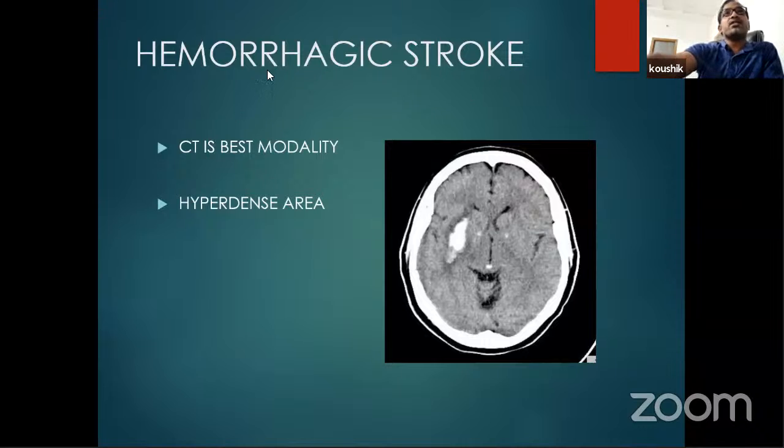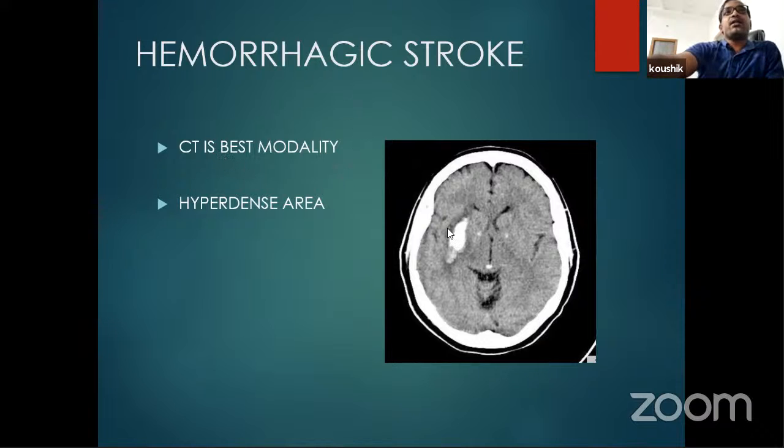we have the hemorrhagic stroke. In this hemorrhagic stroke, if you see, the basal ganglia is the most common structure to be involved in hypertensive hemorrhages. So we can see this hyperdense area in the basal ganglia, followed by hypodense peripheral edema. This hypodensity is the edema. This central hyperdensity is the hemorrhage.